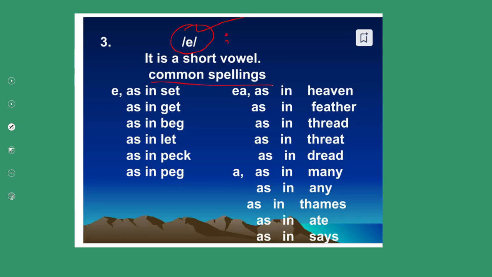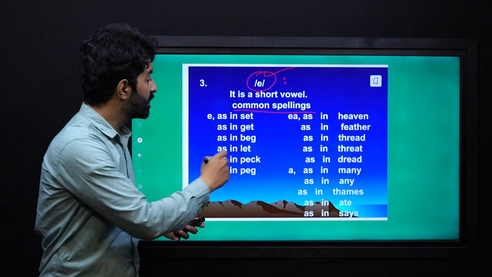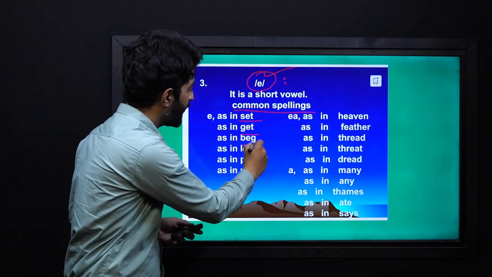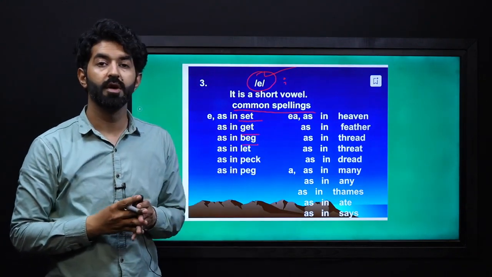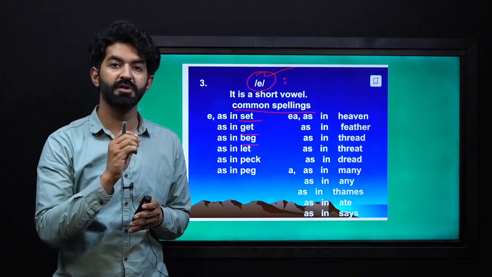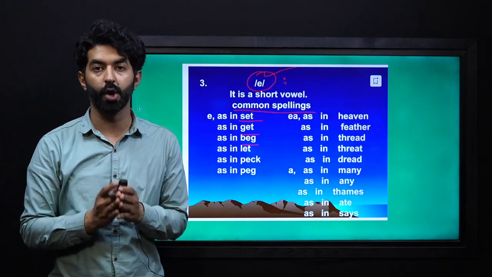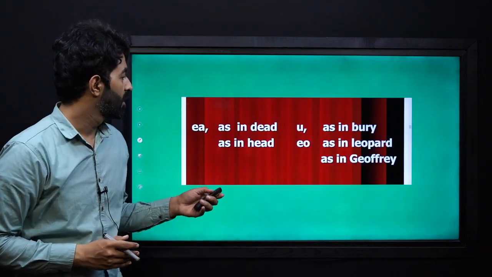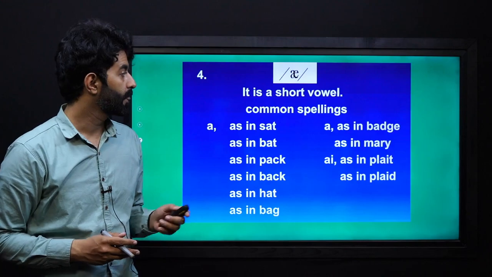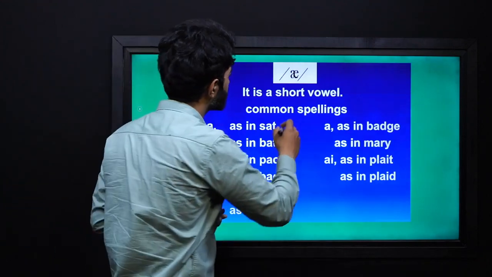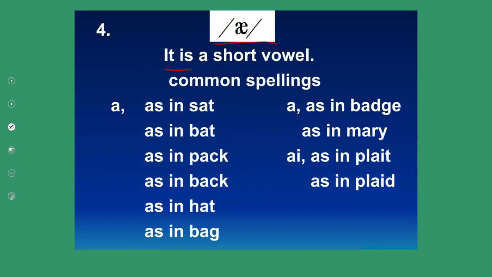So the sound of E, A in set or get, beg, all these are examples of shorter vowels because we are not stretching the sound of E, we are just saying it in a shorter way. Here are some more examples. Now we also have this sound. It is a short vowel. This is the sound of A, as in sat, bat, pack, back, hat, bag.